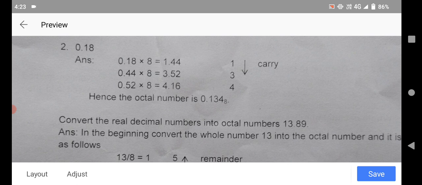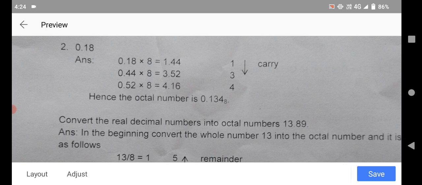Then the fractional number 0.44 is again multiplied by 8. 0.44 multiplied by 8 is equal to 3.52. Here 3 is the carry, noted down, and the fractional number 0.52 is again multiplied by 8, which is equal to 4.16. In this calculation the carry is 4. So the carries are 1, 3 and 4.